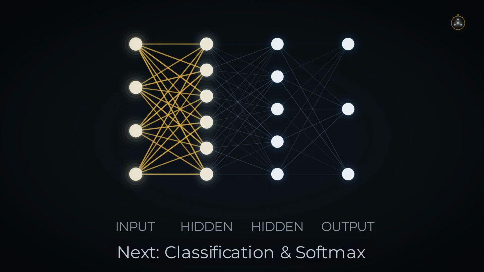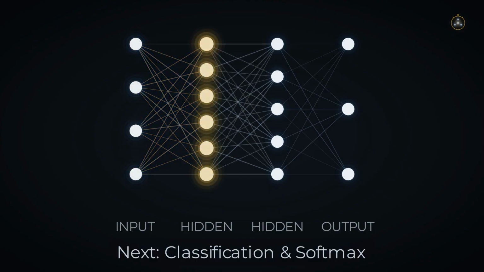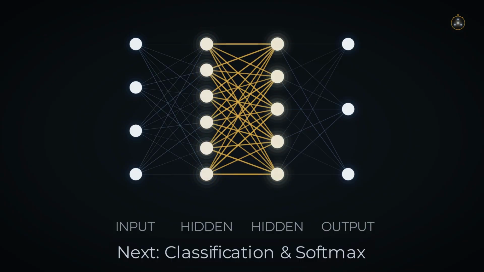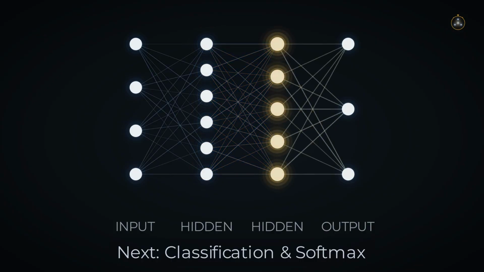But here's the next question. How does it turn that into a decision? When it answers cat, how sure is it? Next time we turn the network's raw scores into real probabilities.